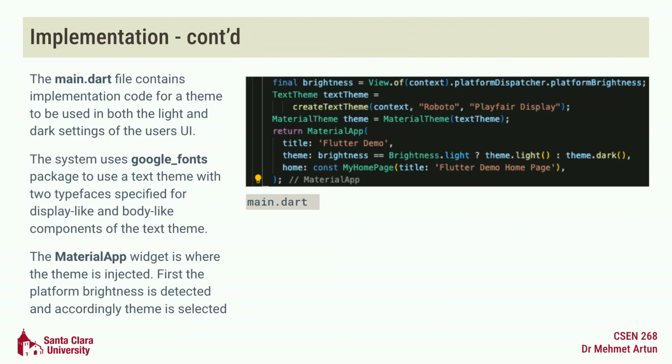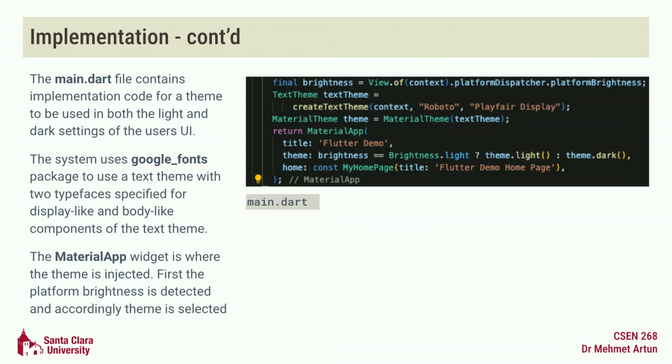Okay? Now, this brightness, view of context, platform display, platform brightness, and so on. This syntax is basically, is your phone in light mode or dark mode? That's basically what it's getting. It's getting a brightness value, and then you're checking brightness equals brightness.light.